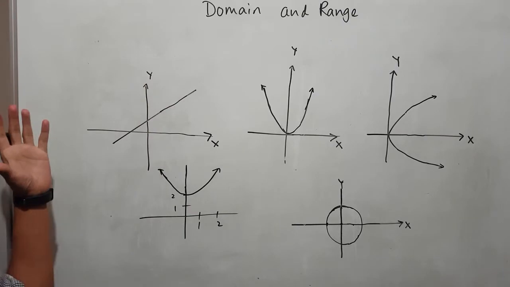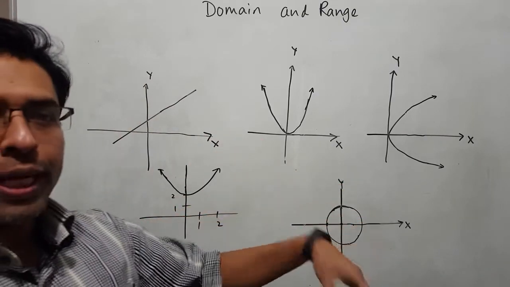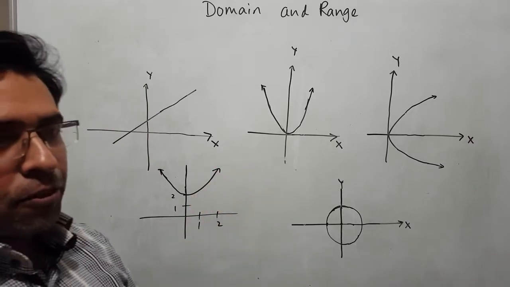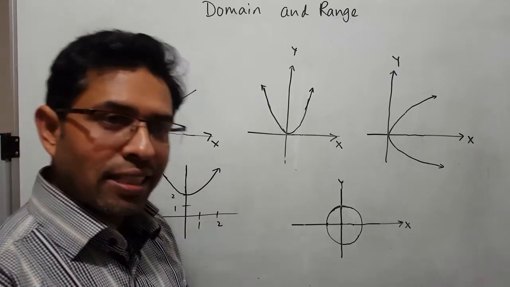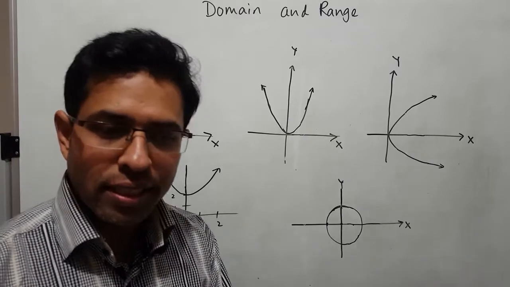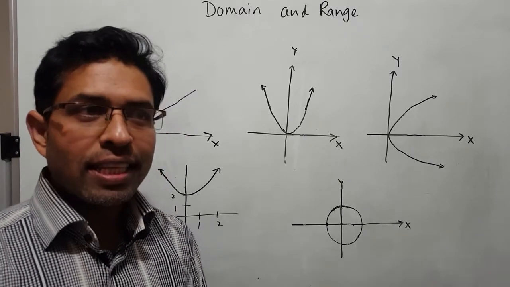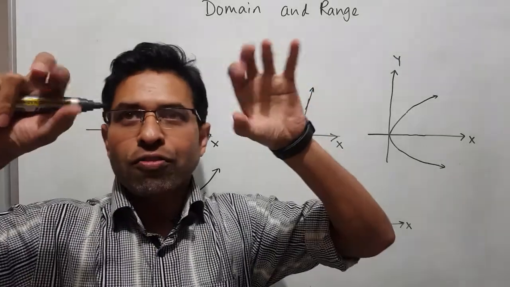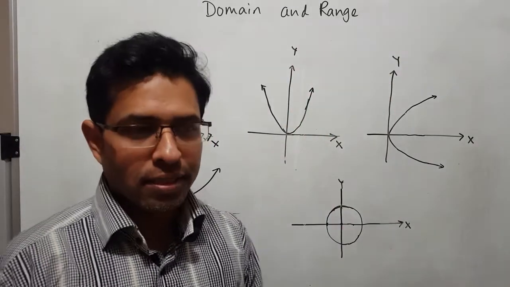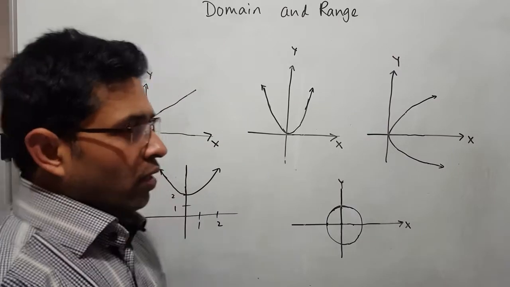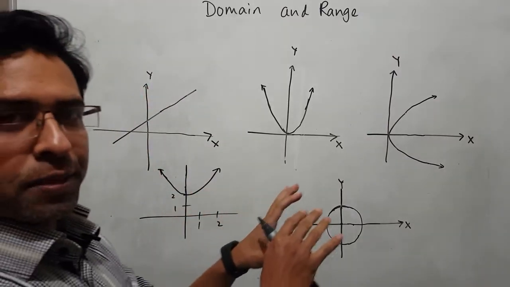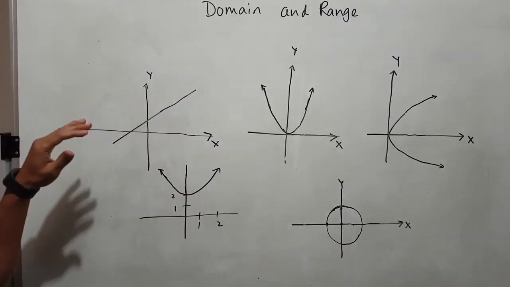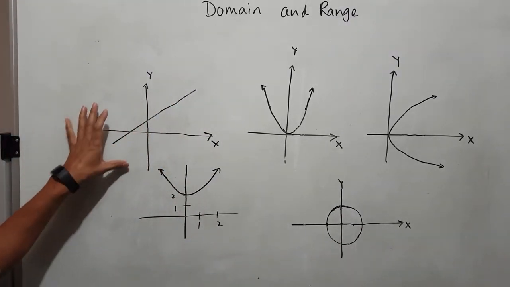So here I have already put a few graphs to explain domain and range, and I believe it would be easier for students to understand what domain really means and what range really means, rather than just memorizing the definition and going through lots of functions and trying to explain. The graph is the simplest way of representing domain and range. Let's start with an example with the straight line.